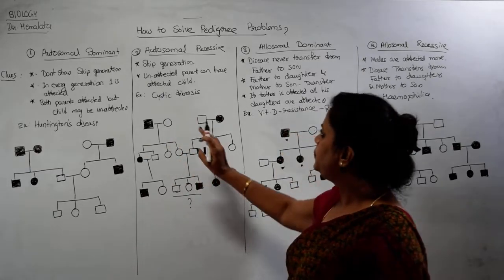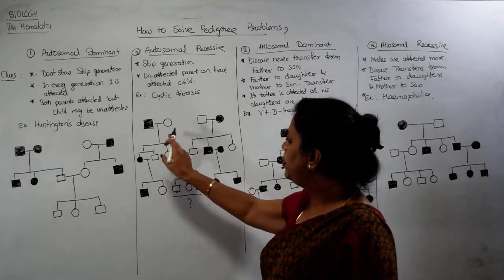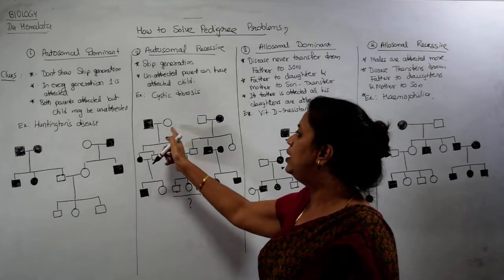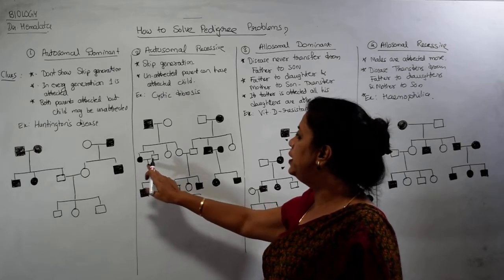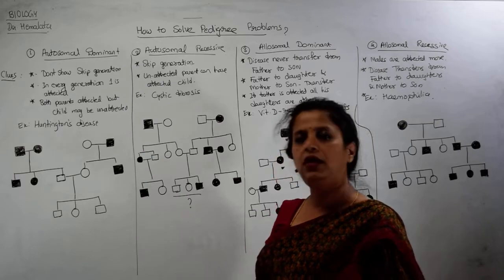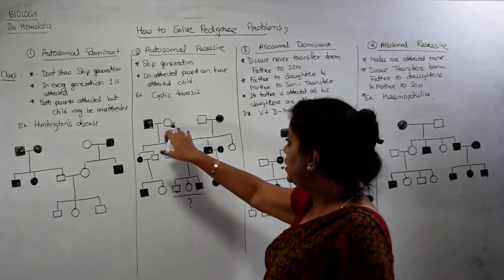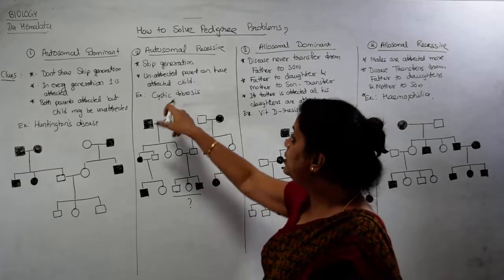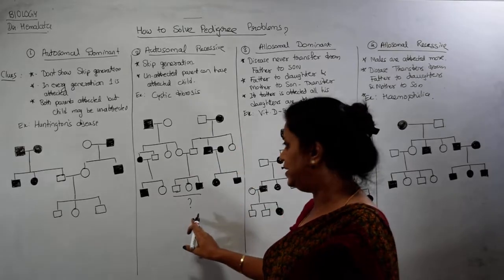Okay, you can see here, it will show skip generation inheritance, right? But here I have not shown any skip generation because here one is affected, one is unaffected. In the next generation, one girl is affected, boy unaffected. Skip generation means it skips a generation, but here I showed the affected ones. Therefore, skip generation is not seen in this. But what is the clue here? Unaffected parents can have an affected child. That is seen here, right?